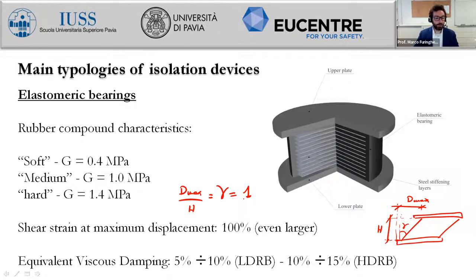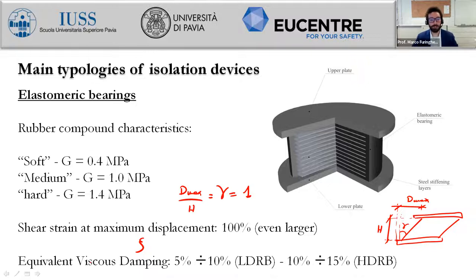And then equivalent viscous damping, we have seen now what we consider as equivalent viscous damping. So it is the xi value, which is equivalent to a linear dashpot, and can be considered as 5 to 10% for LDRB, which stands for low damping rubber bearings, rather than 10 to 15% for high damping rubber bearings, HDRB. So these are numerical values. As mentioned in the questions before, they are just fixed values.